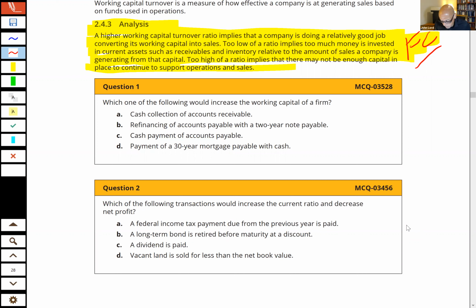Read this question carefully, guys. I'm seeing a bad trend here. Read that question a little more carefully.